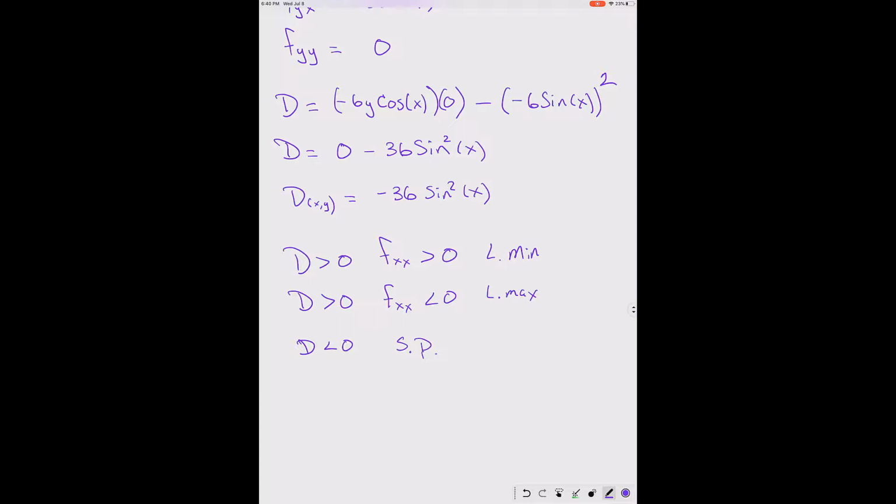By the way, it's not on the chart, but it is also true that if D is exactly equal to 0, then we don't have any idea what's there. That doesn't mean that nothing is there. It just means this technique won't help us to figure out what's there.